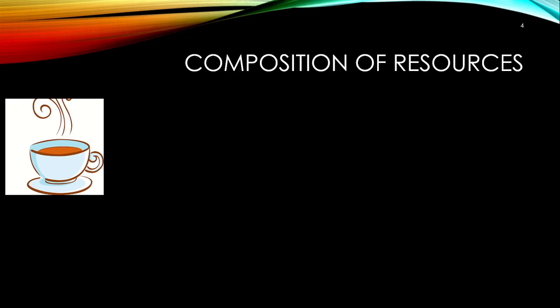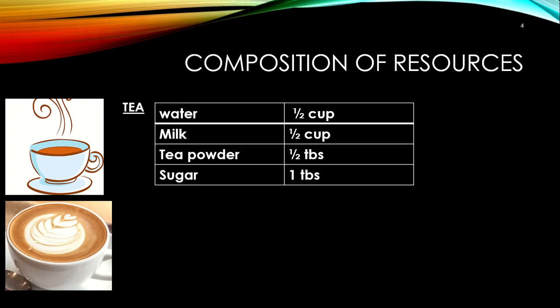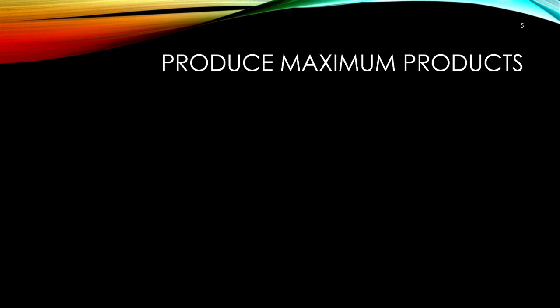Before making the tea, I should know the composition of the resources. For tea, the composition I define like this: for water half cup, milk half cup, tea powder 1/2 tablespoon, and sugar 1 tablespoon. And for coffee, water half cup, milk 3/4 cup, coffee powder 1 tablespoon, and sugar 1 tablespoon. So what is our aim and why is this example related to linear equations?